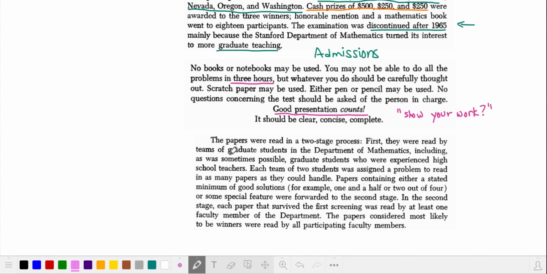It looks like they're first graded by grad students at Stanford. And it seems like if you're able to solve 1.5 or 2 out of 4 of the problems, then the exams are then read by a faculty member. And then somehow they judge which one is to be the winner and to receive the scholarship.